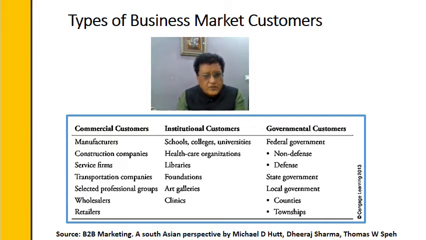Now that we have understood what are the different type of customers, we will go for yet another classification, which is how do we classify goods. Okay, we have classified the markets. In the next slide, I will explain to you how do we classify the B2B goods or B2B services.